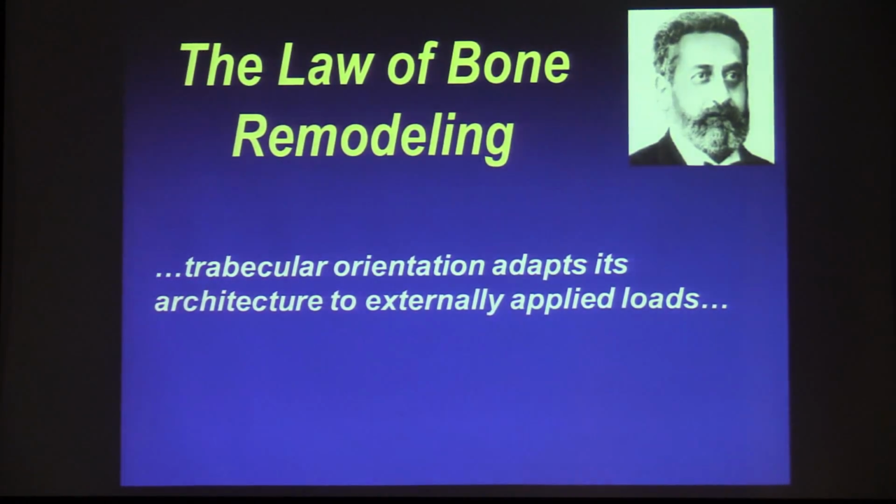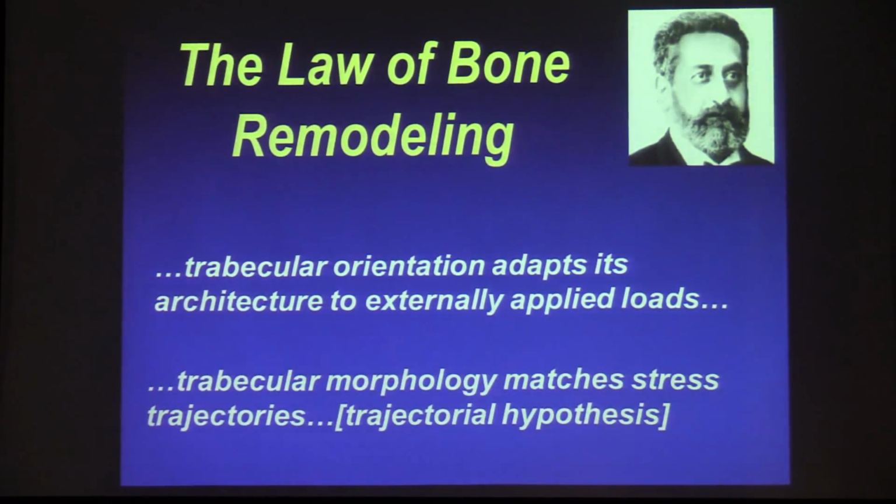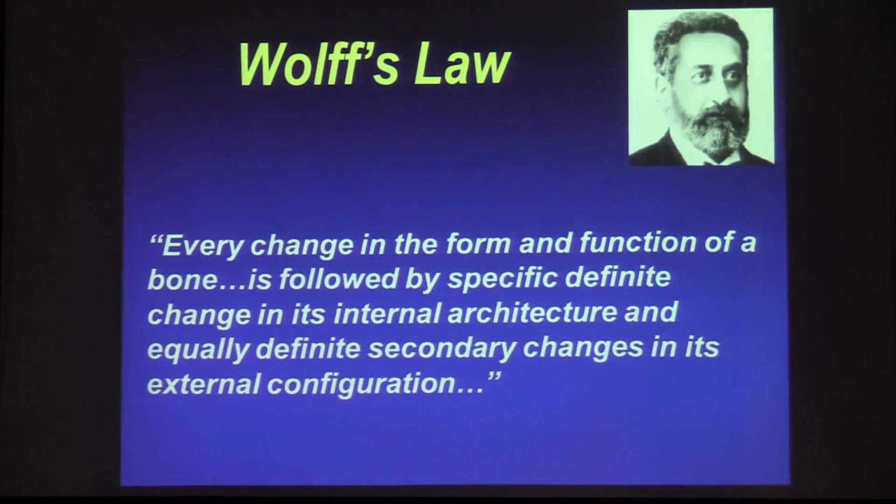He came up in 1892 with a book called The Law of Bone Remodeling, and he analyzed the architecture of bone, and he said the trabecular orientation adapts its architecture to externally applied loads. Trabecular morphology matches stress trajectories, and we know that. Eventually this morphed into what we call Wolff's Law, that every change in the form and function of a bone is followed by specific definite change in its internal architecture and equally definite secondary changes in its external configuration.